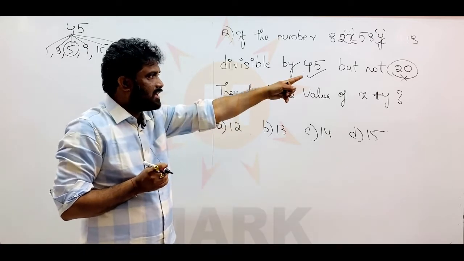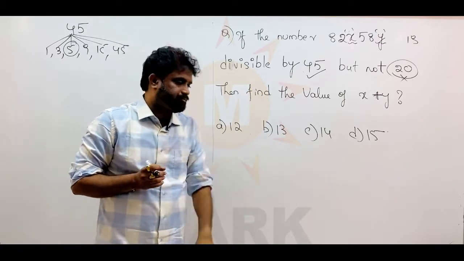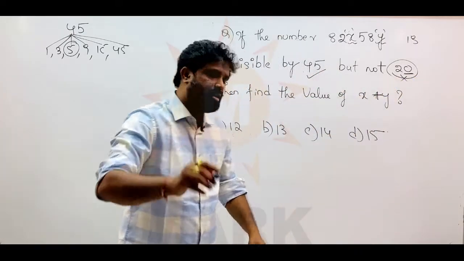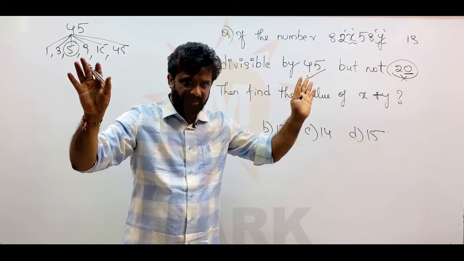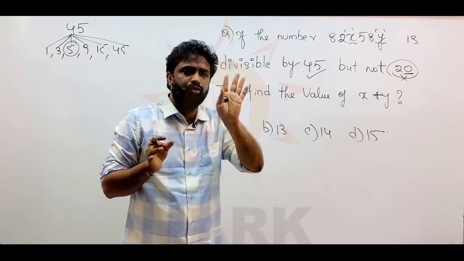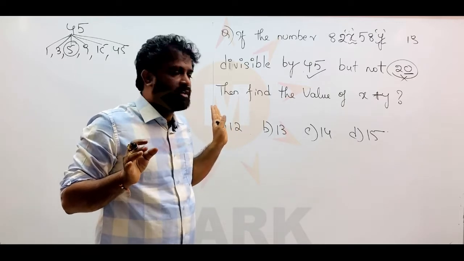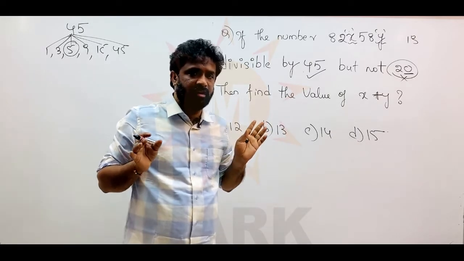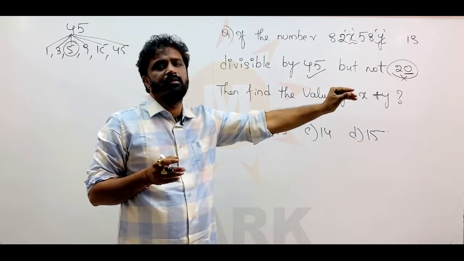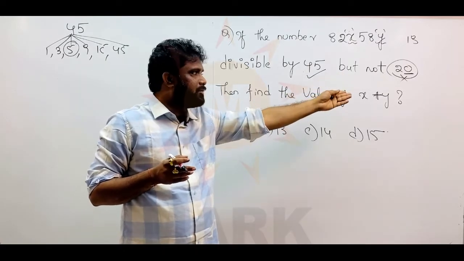What is that number here? But not 20, so 10. Because 10, in the last place I saw 0. Why am I taking 10? Because there are no multiple conditions for 10. If a number should be divisible by 10, last place 0 should be there. If any natural number should be divisible by 10, last place 0 should be there. So 20 is also a multiple of 10, and he is clearly saying that it is not divisible by 20.